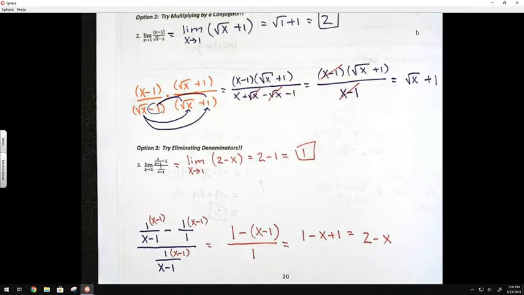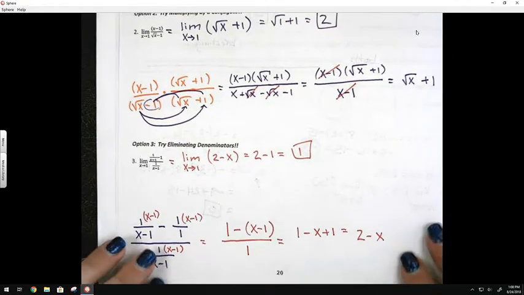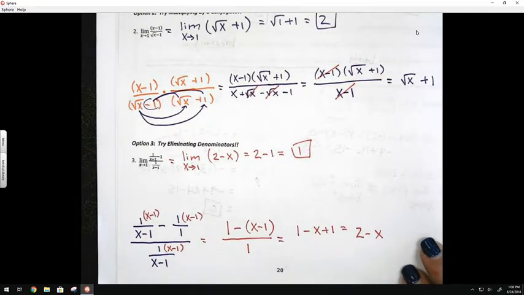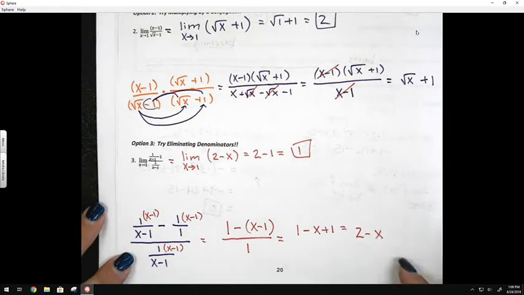All right, so we've got those 3 options: factoring, multiplying by a conjugate, or eliminating the denominator. We only have to do those if substituting doesn't work. All right, substituting is definitely our first thing that we try. Okay, a couple more things we have to talk about.